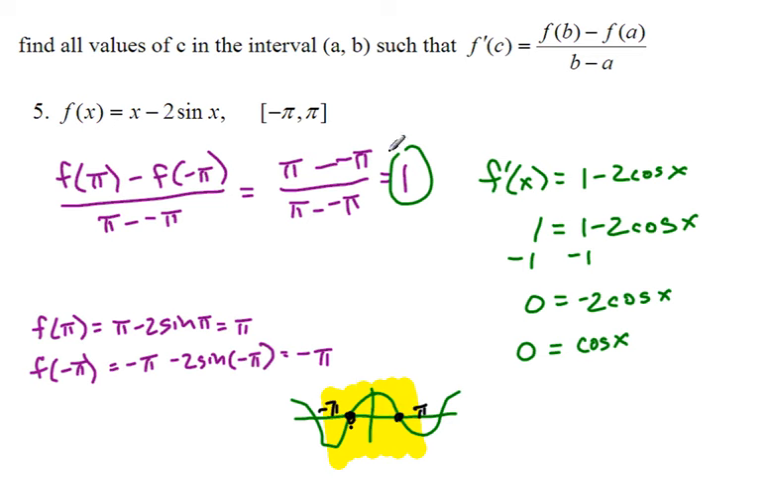And those values are at pi over 2 and negative pi over 2. And those are our answers.